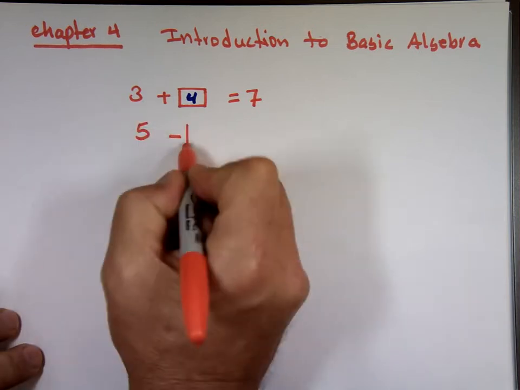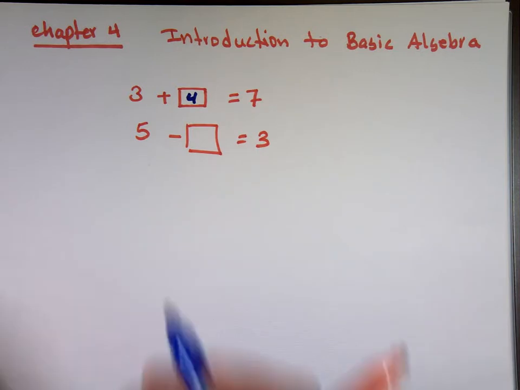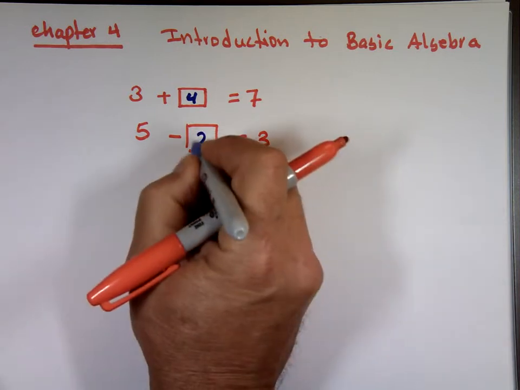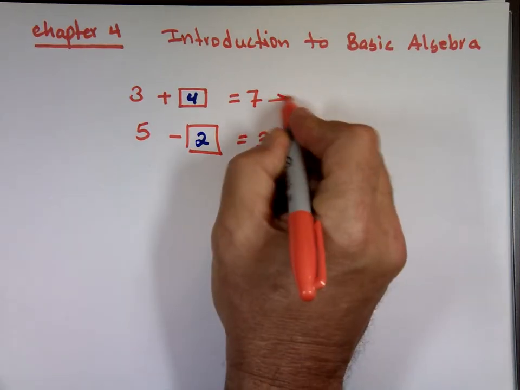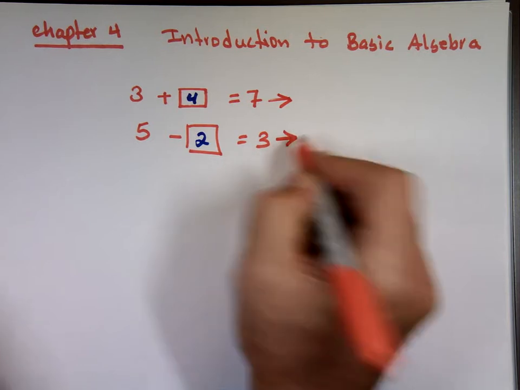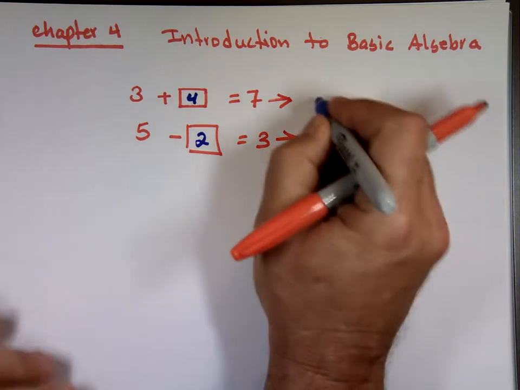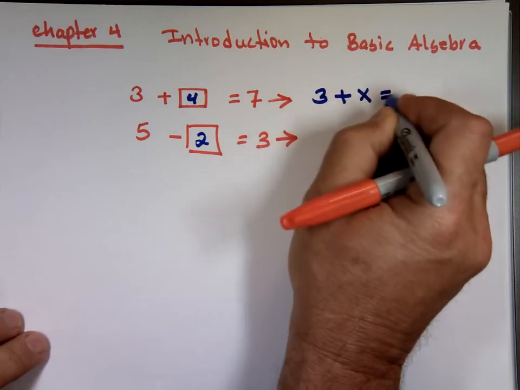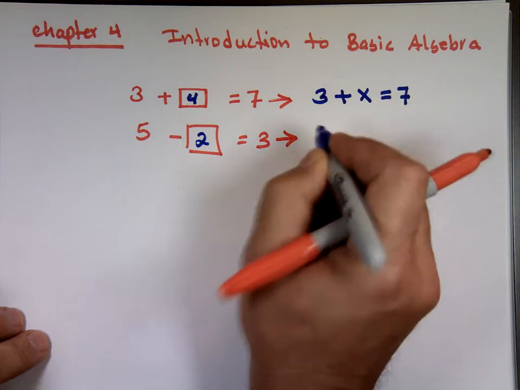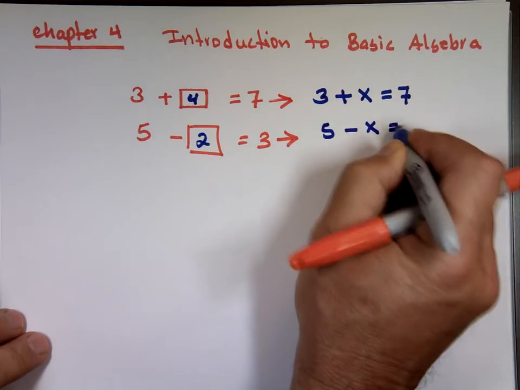5 minus what is equal to 3? 2. Now, the way we're going to write these, instead of boxes, it's silly to write boxes. So in math, we write 3 plus x equals 7. 5 minus x equals 3.